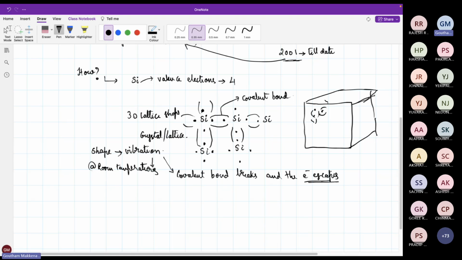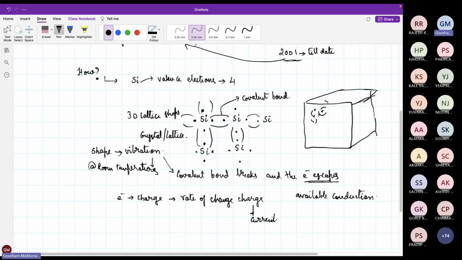So this escaped electron is then available for conduction. So why am I worried about the electron? We know that electron carries a charge. And I know that rate of change of charge is nothing but what? What is rate of change of charge? dq by dt. It's current. So this is nothing but current.